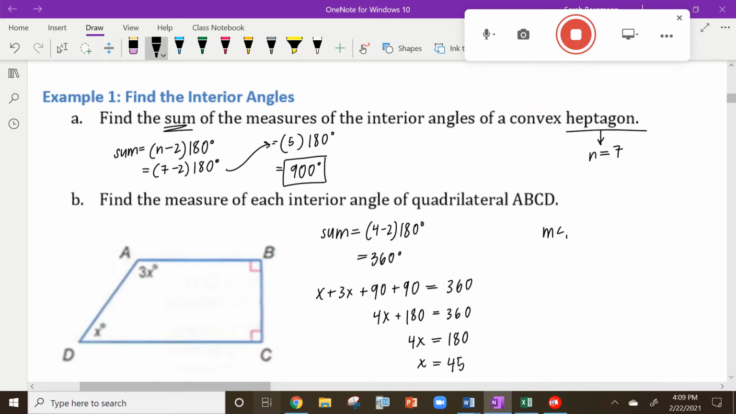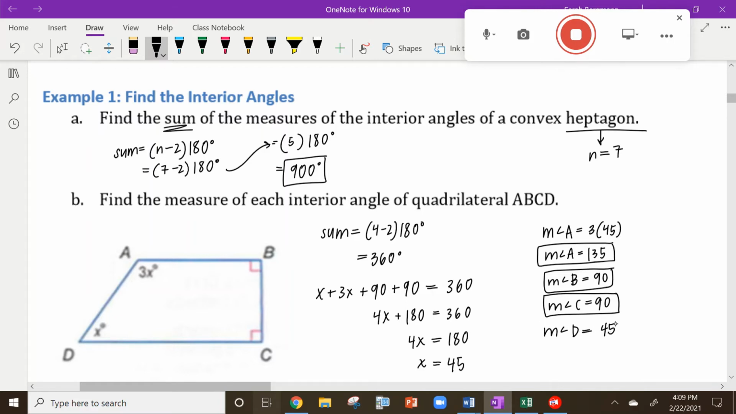Now I can go through and find the measure of each angle. The measure of angle A is 3 times 45. So the measure of angle A is 135 degrees. The measure of angle B, I already know that's 90. The measure of angle C is also a right angle, so it also has a measure of 90. And finally, the measure of angle D is just 45.